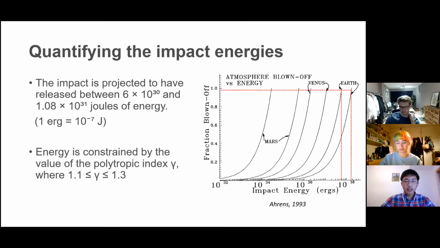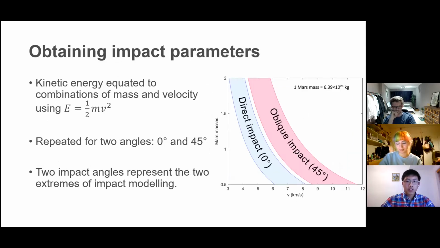And we can link atmospheric loss to the impact energy. This was done in a paper by T.J. Ahrens, in fact. He used a numerical model to link atmospheric loss to the energy of the impactor. And he did this for each terrestrial planet for a varying number for the polytropic index, so you have 2 values for each planet. This constrained the impact energy to be between 6 times 10 to the 30 joules and 1.08 times 10 to the 31 joules.